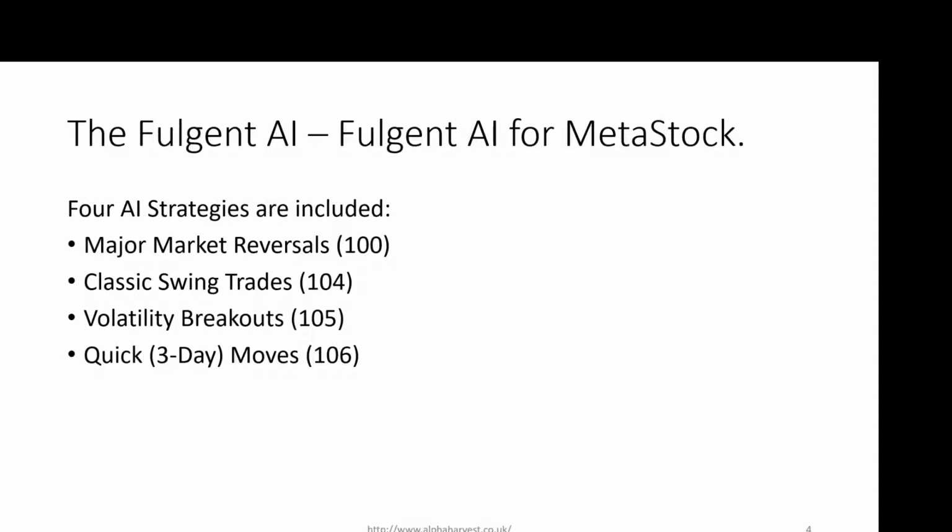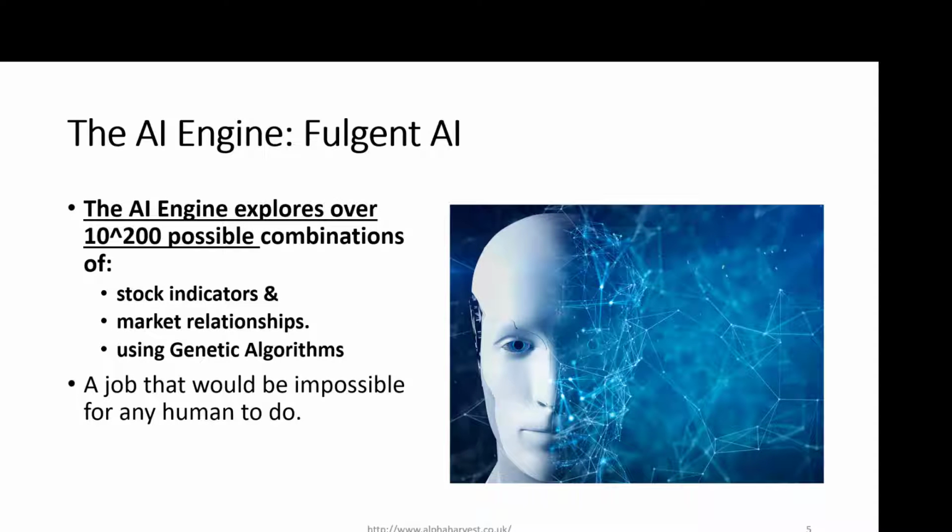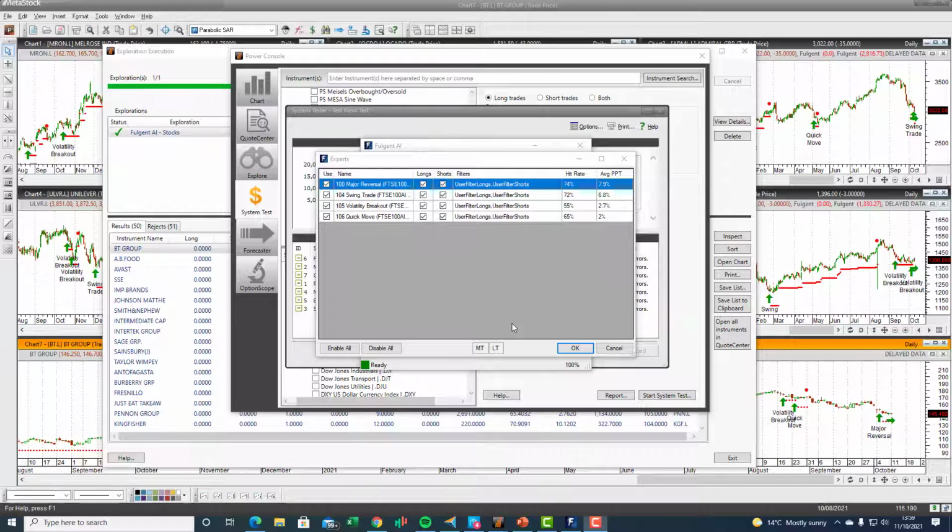We'll be focusing on 4 artificial intelligence trading strategies: major market reversal, classic swing trades, volatility breakouts, and quick 3-day moves. We use the Fulgent AI engine that sits on the Metastock platform. Just to recap, this AI does 10 to the power of 200 different possible combinations of stock market indicator relationships using genetic algorithms. So it's doing a tremendous amount of computing power to come up with those 4 AI trading strategies. So it's really, really interested in high probability trades.